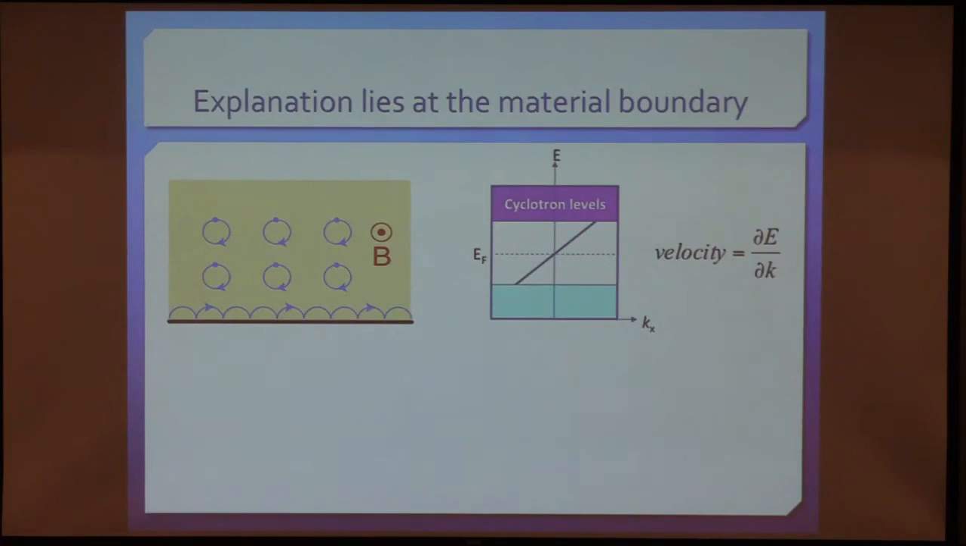If I were to represent this in momentum space, in terms of energy versus momentum, you have the Landau levels, you have the gap that I talked about, and you have this one-dimensional conduction state that only goes in one direction, right? The direction is set by the field.